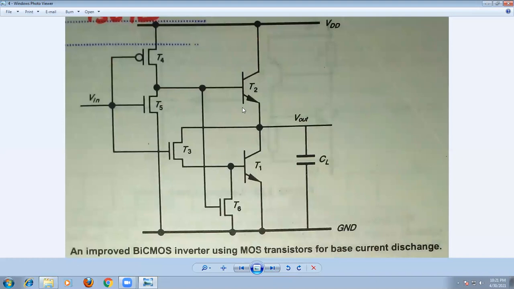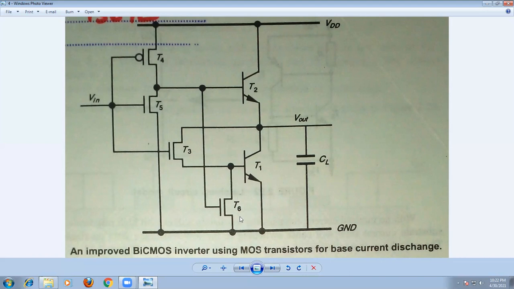Okay, so this is the circuit diagram of the actual BiCMOS inverter circuit. It provides the base drive, also the base current to discharge. So how will we see this in this case? T2, T1, T3, T4 is the actual circuit, and we are providing the transistor T5 to discharge the base of the transistor T2 when it is in the off condition.